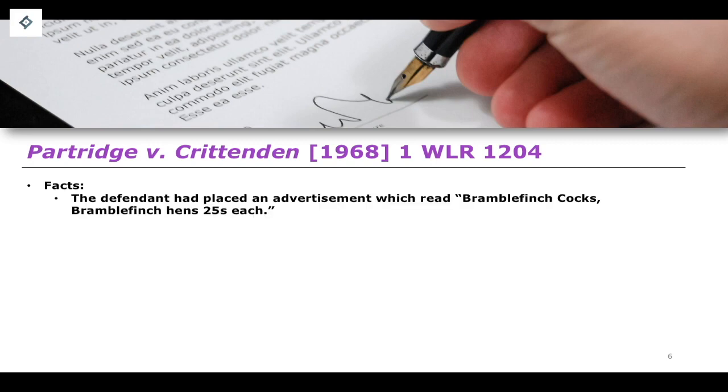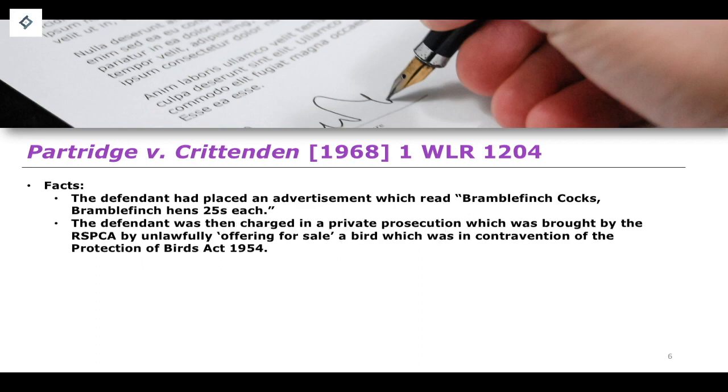In this case, the defendant had placed an advertisement which read as follows. They said, "Bramble-Finch cocks, Bramble-Finch hens, 25 cents each." And ultimately, the defendant was then charged in a private prosecution, which was brought by the RSPCA, with unlawfully, quote, offering for sale a bird, which was in contravention of the Protection of Birds Act of 1954. As you can understand, this is very similar to the case of Fisher and Bell. We have an offering for sale of a prohibited item, essentially, something which was a contravention of the legislation.